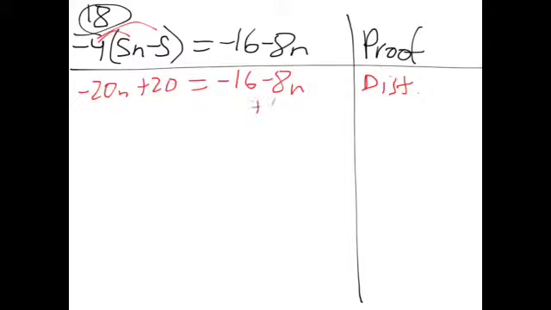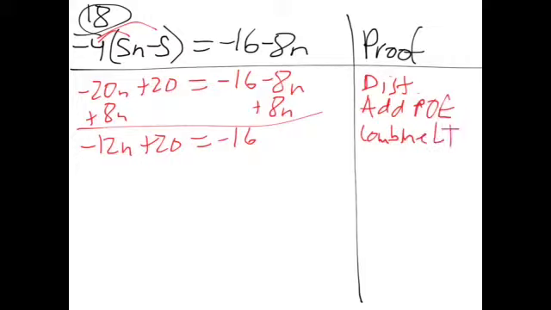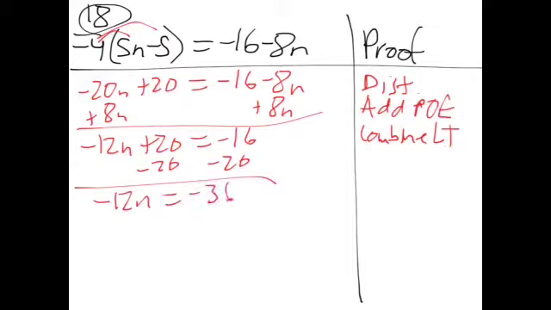If I then add 8n to both sides and combine like terms, I'm going to get negative 12n plus 20 equals negative 16. So what lets me add to both sides is the addition property of equality. And what lets me combine like terms is the combine like terms property. And now I'm going to subtract 20 from both sides to get negative 12n equals negative 36. So what lets me subtract from both sides is the subtraction property of equality.